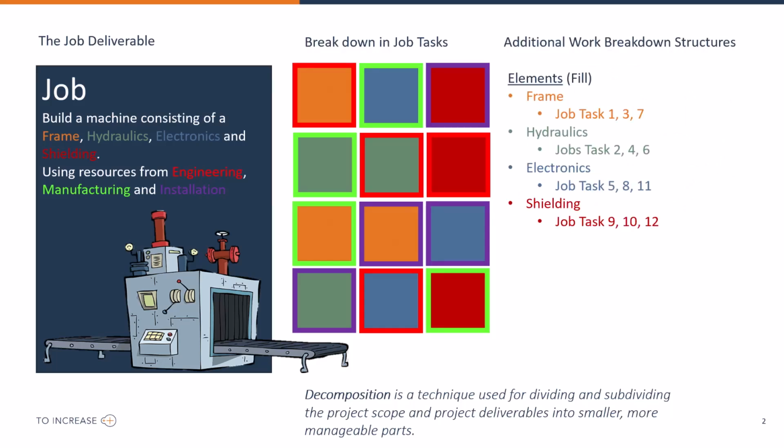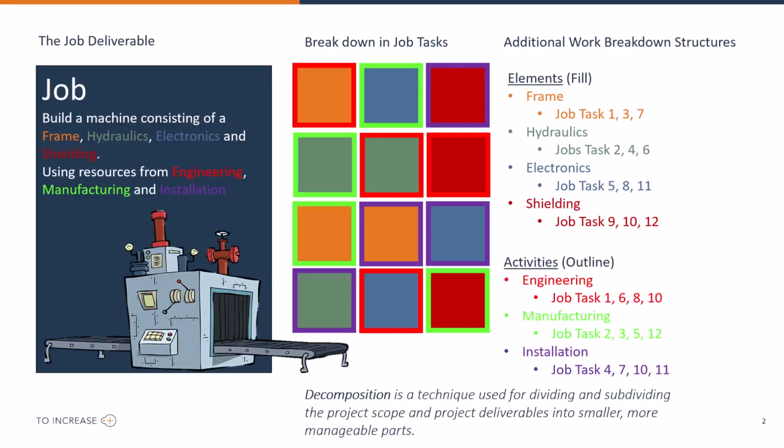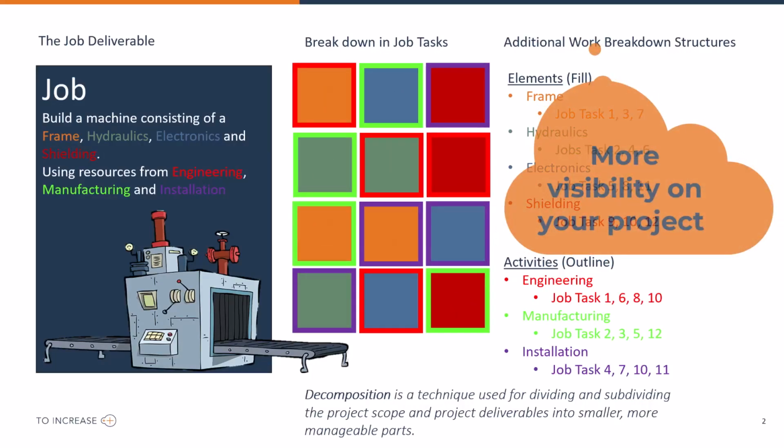By using job elements for the main cost components, the costs of job tasks 1, 3 and 7 are aggregated in the element frame, 2, 4 and 6 into hydraulics, and so on. The same applies to activities. Engineering costs from job tasks 1, 6, 8 and 10 are aggregated in activity engineering, 2, 3, 5 and 12 in manufacturing, and so on. So additional work breakdown structures give you more visibility on your project.